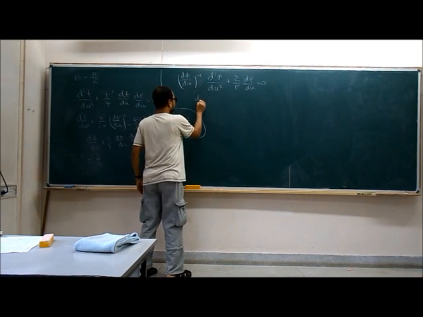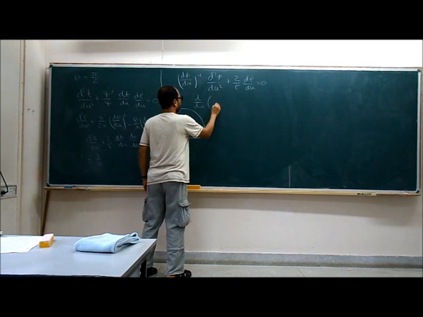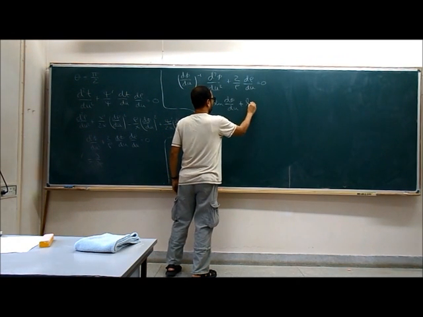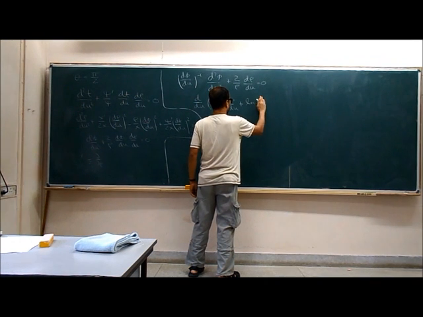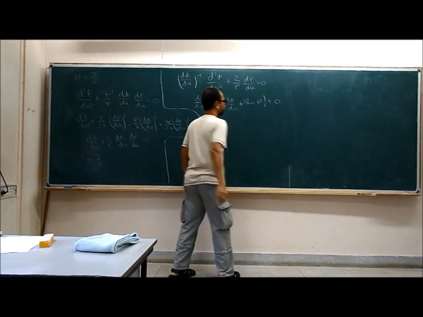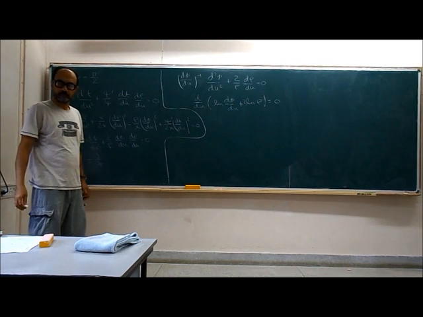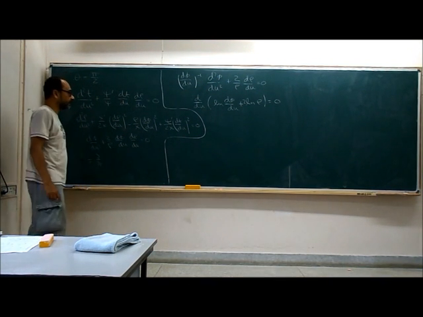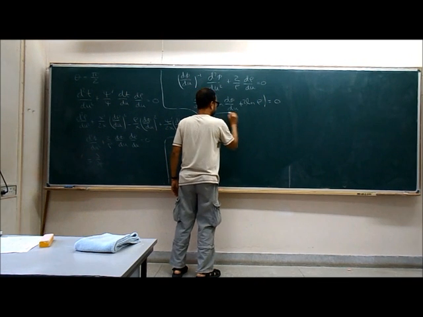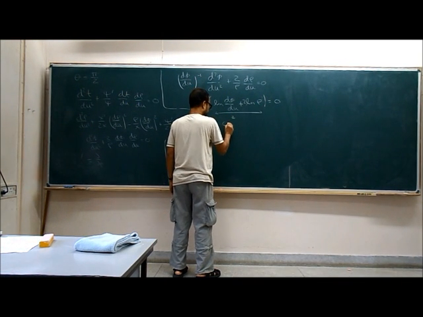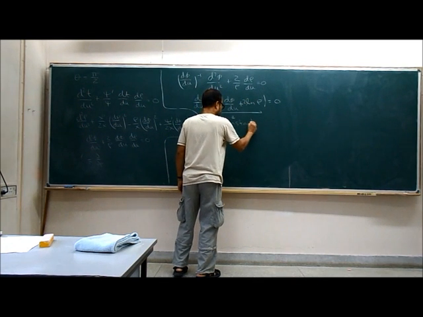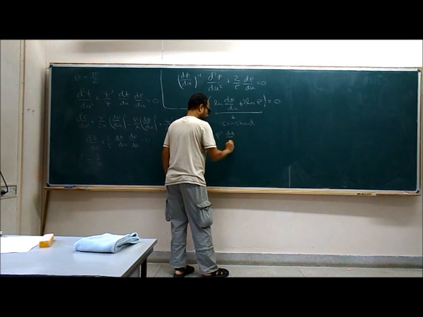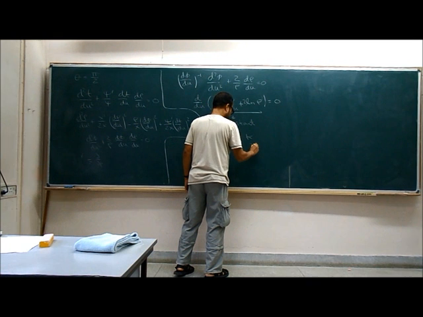So this gives d/du of log d phi du plus log rho square, 2 log rho, equal to 0. Is this okay? So this can be easily integrated. So this is constant. This is constant. And now we can exponentiate it to get rho square d phi du equal to k, where k is some constant.